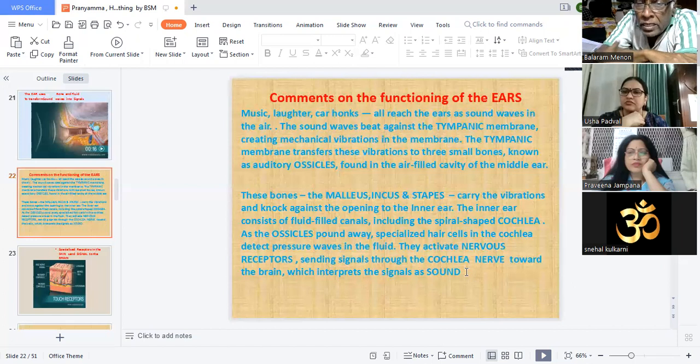So they activate the nerves, sending the signals to the cochlear nerve toward the brain, which interprets the signals as sound. Okay.